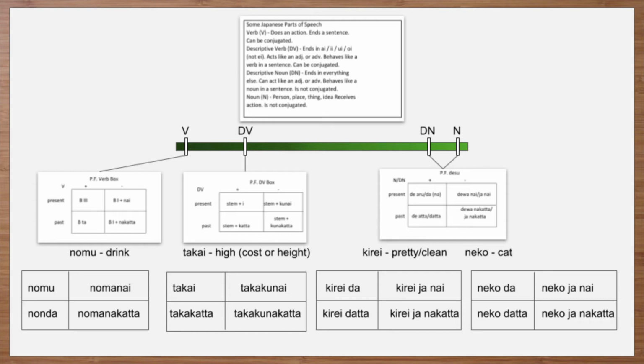Similarly, for the noun neko, it is neko da, is a cat. Neko janai, is not a cat. Neko datta, was a cat. And neko janakatta, was not a cat.